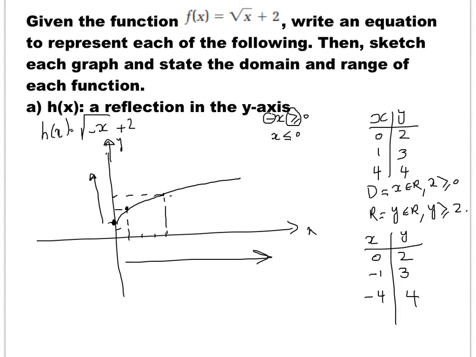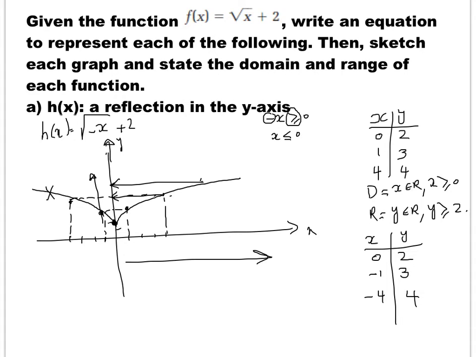So let's plot it. When x is 0, y is 2, the same point. When x is negative 1, y is 3, which is this point. When x is negative 4, y is 4, which is this one. And you're going to get a graph like this one. And you can easily see that this graph is a reflection of this graph on the y-axis. Every point is reflected about the y-axis.